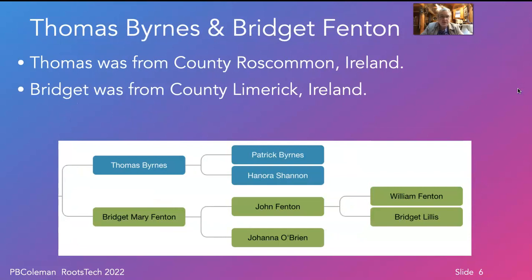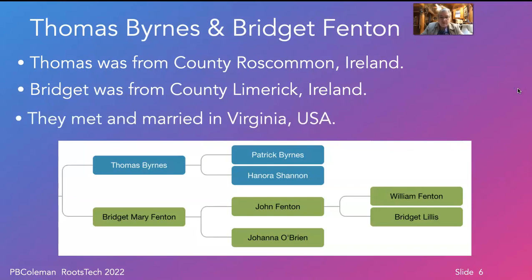Looking at Thomas and Bridget's families a bit more, Thomas was from County Roscommon, Ireland. His parents were Patrick Burns and Honora Shannon. Bridget was from County Limerick in Ireland, and her parents were John Fenton and Joanna O'Brien. We also know her paternal grandparents, William Fenton and Bridget Lillis.